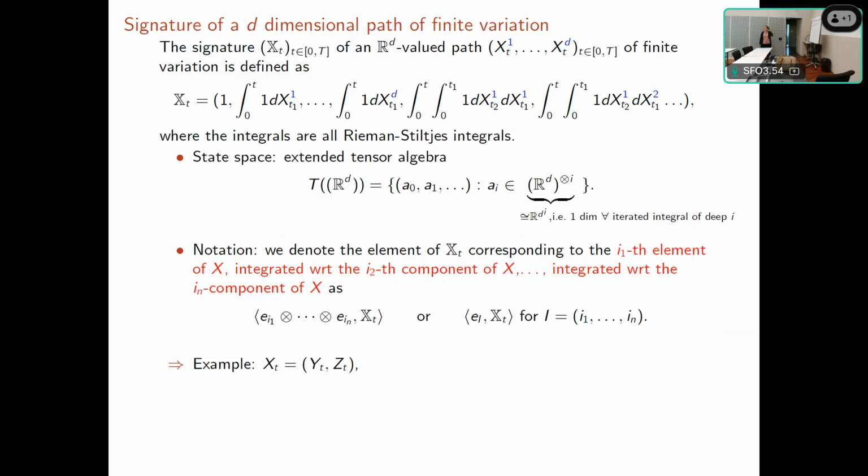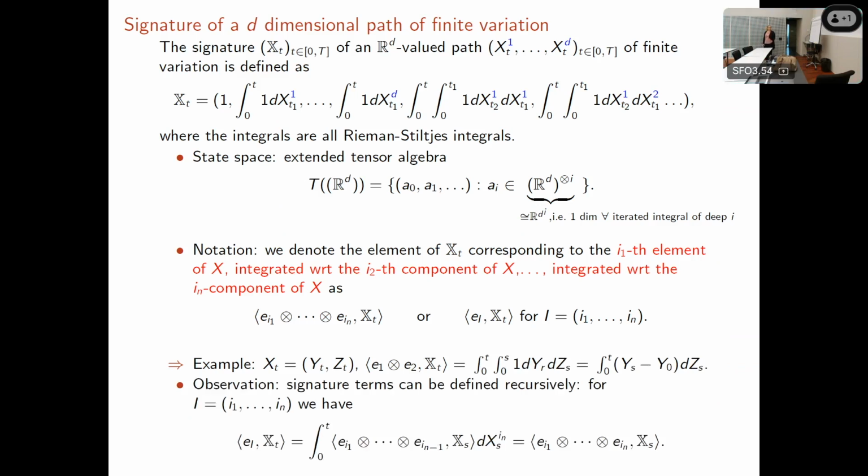For example, suppose that you have a two-dimensional process y and z. You take the component 1, 2 of the signature. So what do you get? 1 integrated with respect to the first component, which is y, integrated with respect to the second component, which is z. Okay? The first integral can be computed, so this is y_s minus y_0. You see that the constant disappears in y, and you get the second component of the signature.